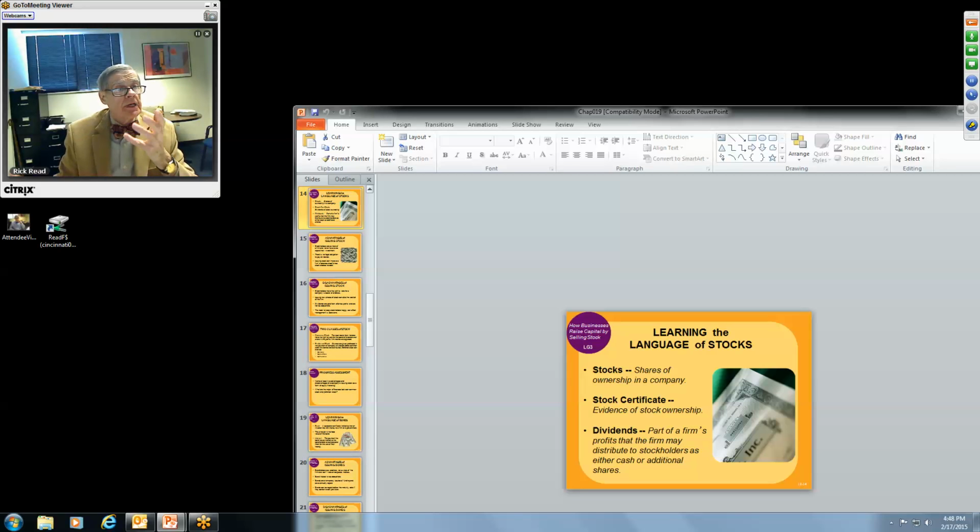Now, this particular slide talks about the language of stocks. If you own stock in a company, or you have stock in a company, let me start that way because it's going to be a little bit easier to explain. You have stock in a publicly traded company, that means you're an owner. Now, obviously, if you have one share and the company is something like a Fortune 500 company like General Motors or Ford Corporation or Apple or Exxon, you're not much of an owner, but you're still an owner.